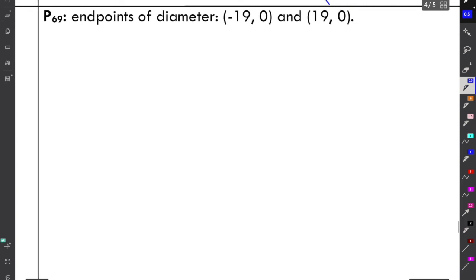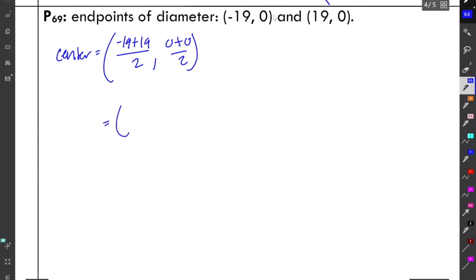And then our last problem of the review, number 69. We're given the endpoints of the diameter to be negative 19, 0, and 19, 0. Okay, so find the center, do the midpoint. Negative 19 plus 19 over 2. 0 plus 0 over 2. This cancels out to give me 0, so my center is just 0, 0.